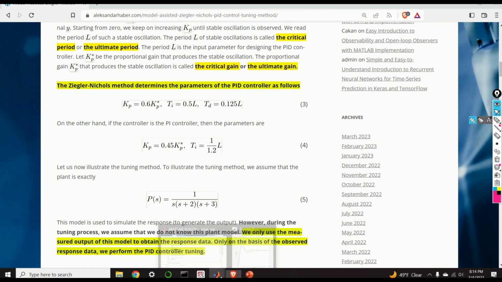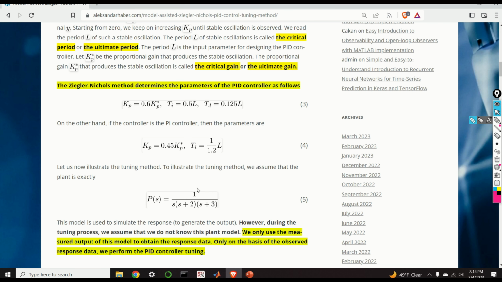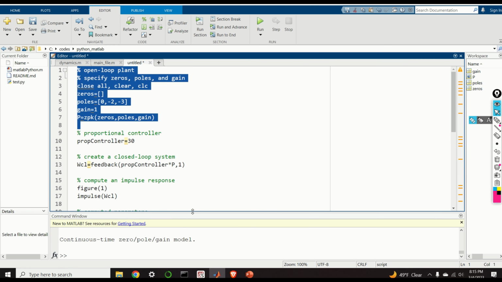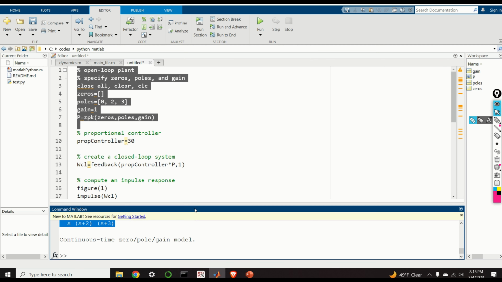We use the MATLAB function ZPK, that is zero pole gain, in order to specify the plant. We don't have zeros. You can see that since you don't have any non-zero polynomial value over here, right? And we have 3 poles. The poles are at 0, -2, and -3. So going back to our function, we simply say ZPK, we specify the zeros, poles, and gain, and here's our open loop function. Obviously, it's correct.